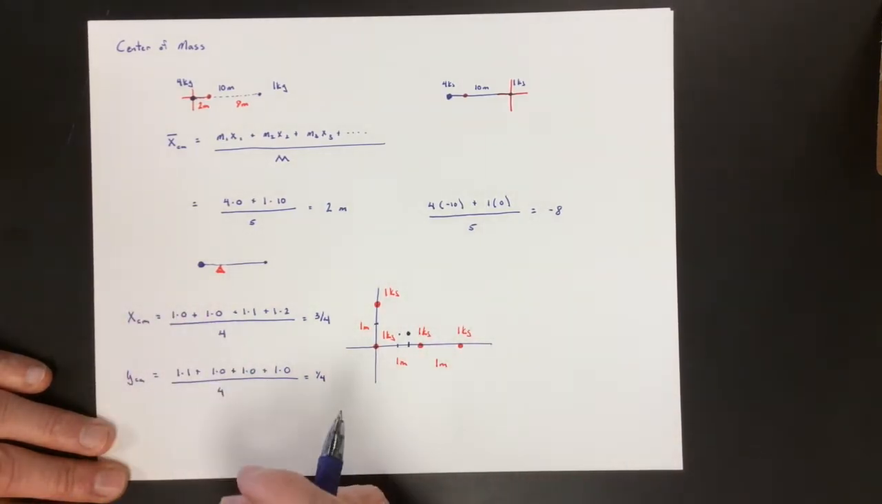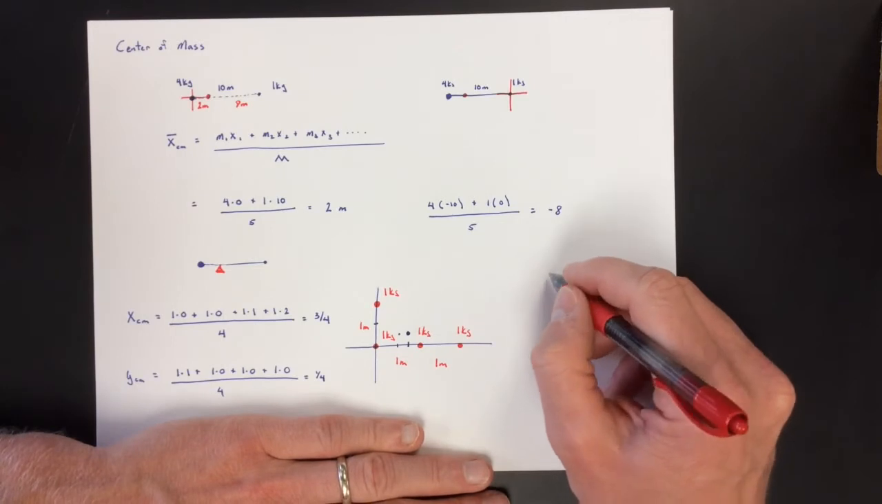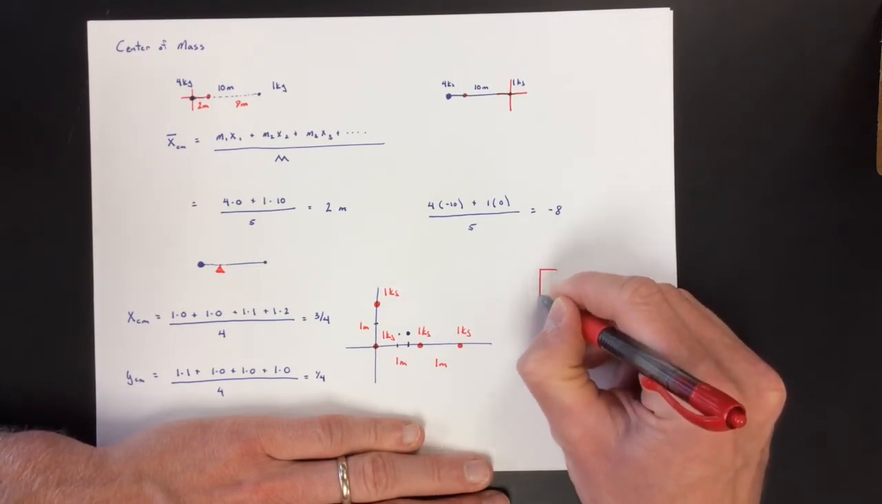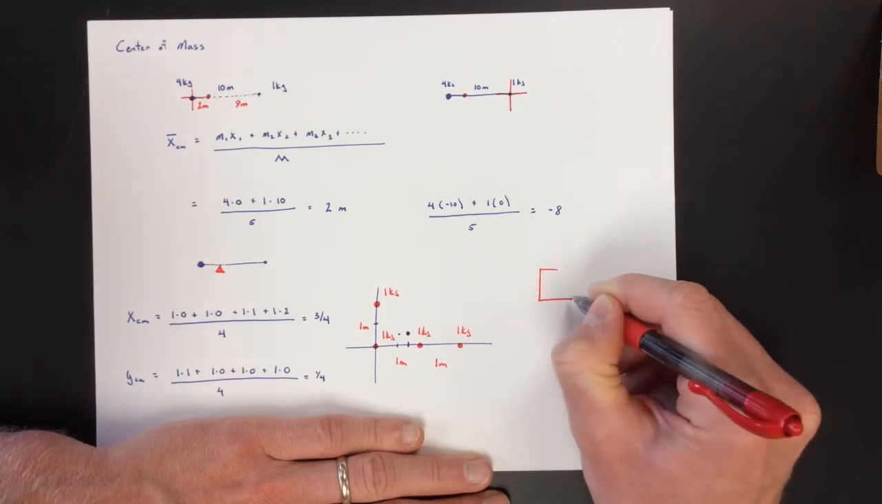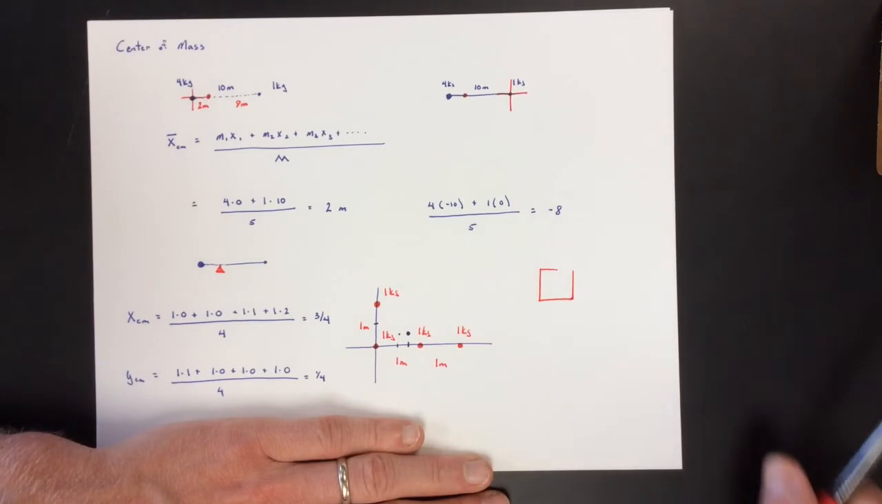And again, we can do it in 3 dimensions if we needed to, but it's the same thing. There's going to be an AP problem that's very similar to this, where they do something like a wire. And so they'll put a wire, maybe a wire like this. And where's the center of mass?